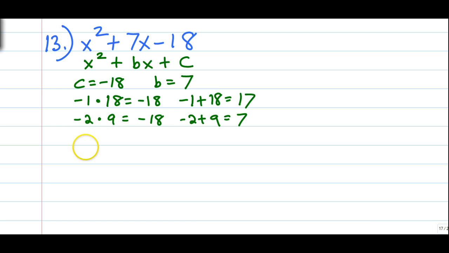Now because I don't have anything in the a position, I simply create a pair of binomials. I look at the first position, which is x, and I place an x in each one to take care of that x squared. Then I come back in and put the numbers that I found in my listing method. I have a negative 2, so I'll plug that into my first binomial. I have a positive 9 in my second binomial. I've completely factored.